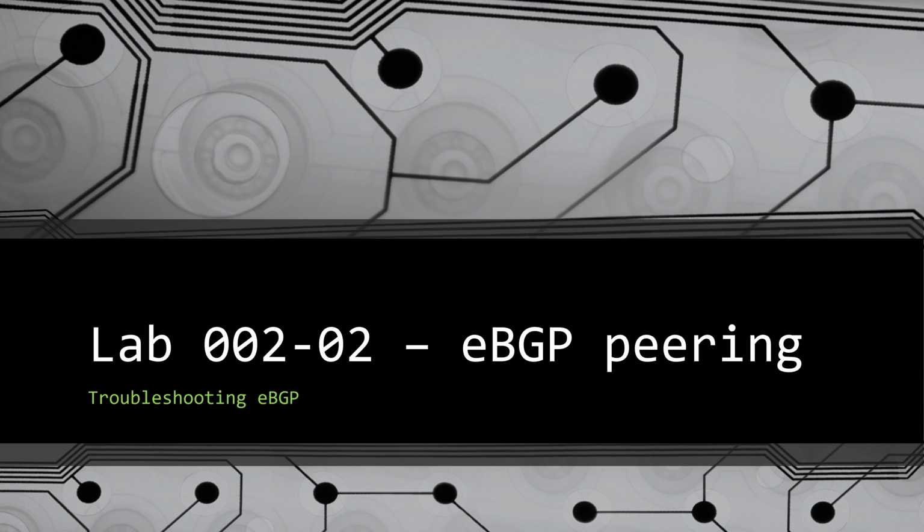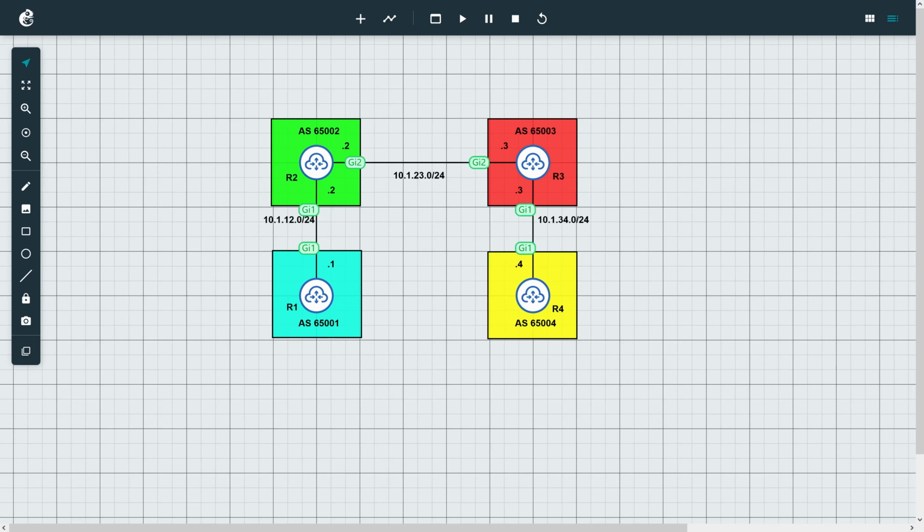In this one, we will be troubleshooting eBGP peering sessions. We will be working with the same topology as the previous lab. You will also find the initial configuration in the description. You will just have to copy paste it.